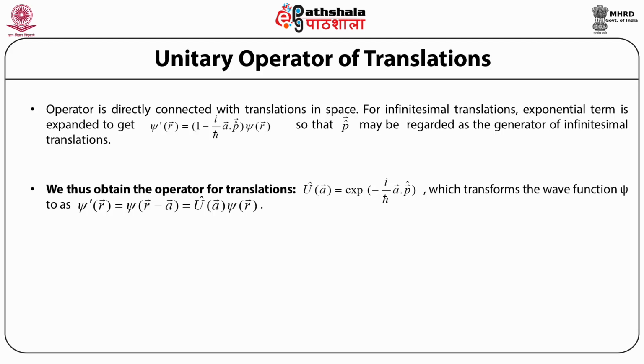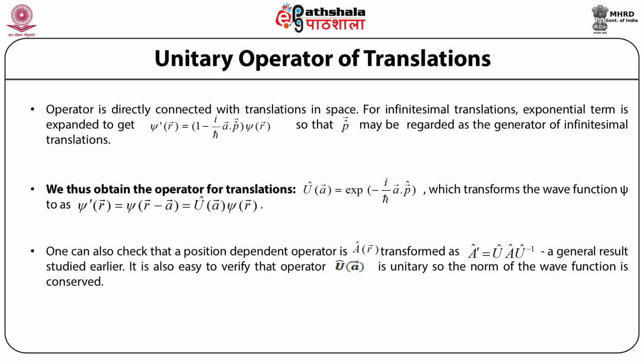And using this relation, one can also check that a position dependent operator, operator A as a function of position vector r, is transformed as operator A prime is equal to operator U, operator A, operator U inverse, a result that we have studied earlier also. It is thus easy to verify that the operator U as a function of position vector a, that is the operator for translation, is a unitary operator, and so the norm of the wave function is always conserved.